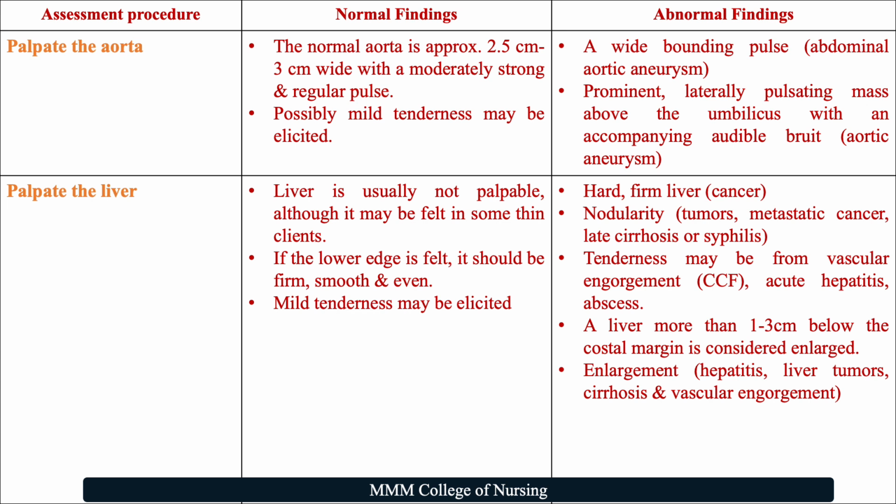Looking at the abnormal findings, a hard, firm liver is suggestive of cancer. Nodularity is suggestive of tumors, metastatic cancer, late cirrhosis, or even syphilis. Tenderness may be from vascular engorgement because of congestive cardiac failure, acute hepatitis, and abscess. A liver more than 1 to 3 centimeters below the costal margin is considered enlarged. Enlargement is further suggestive of hepatitis, liver tumors, cirrhosis, and vascular engorgement.